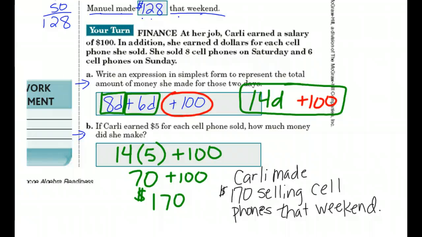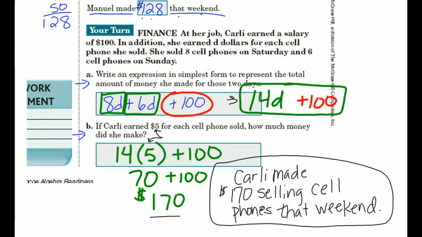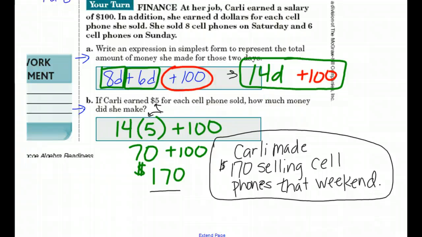Okay, so here should be your answer. For your expression, you got 14D plus 100. You substituted 5 in for that dollar amount, D, and you got $170. And of course, you put your answer in a complete sentence because I told you you would have to. So you got Carly made $170 selling cell phones that weekend. All right, if you're all done with this, then go ahead and start on assignment number 16.